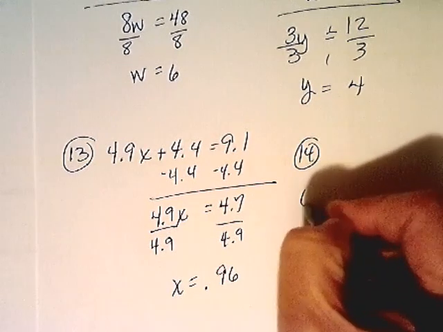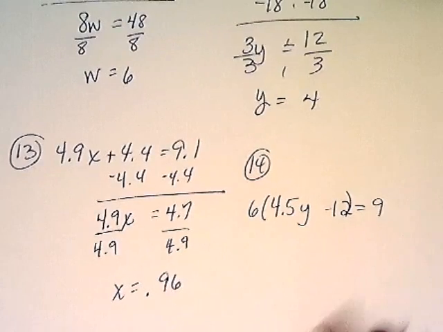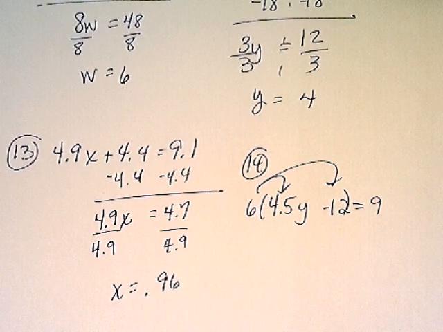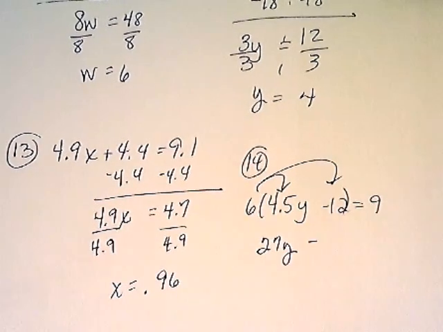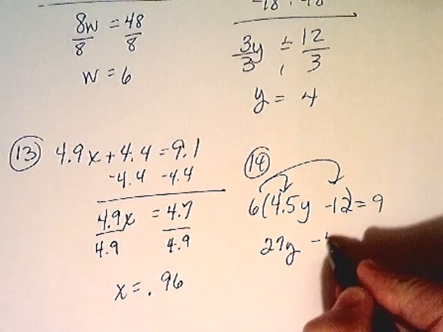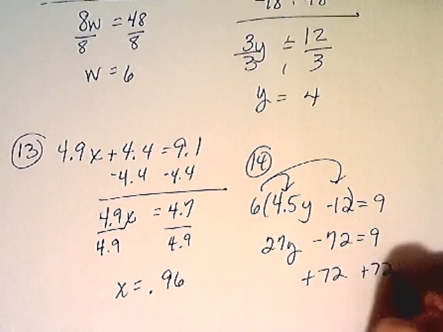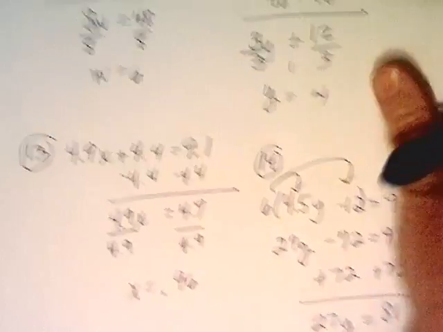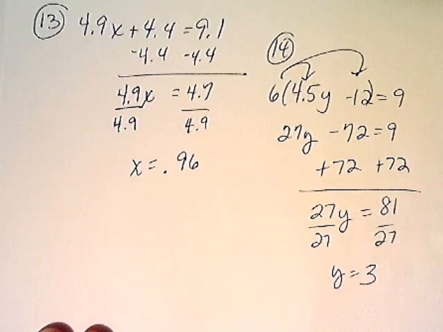14. 6 times 4.5y minus 12 is 9. We need to distribute. 6 times 4.5 is 27. 6 times 12 is 72, equals 9. We want to add the 72. 27y is 81. Divide by 27. Y is 3.